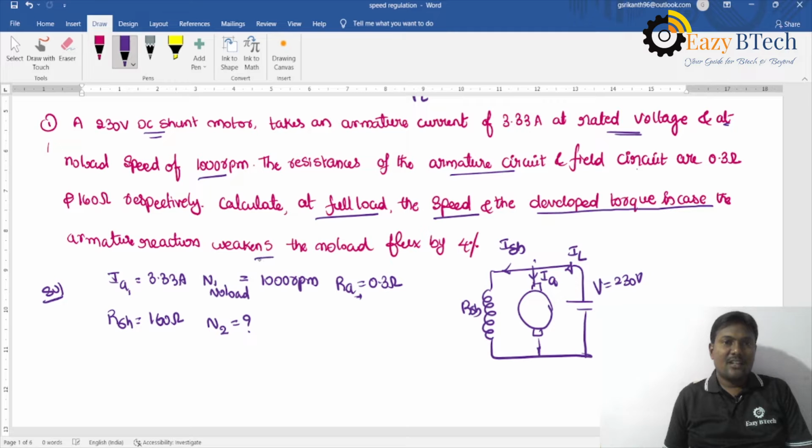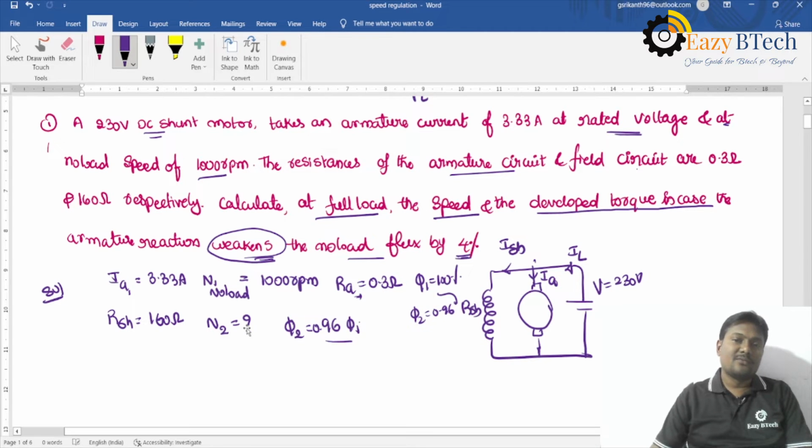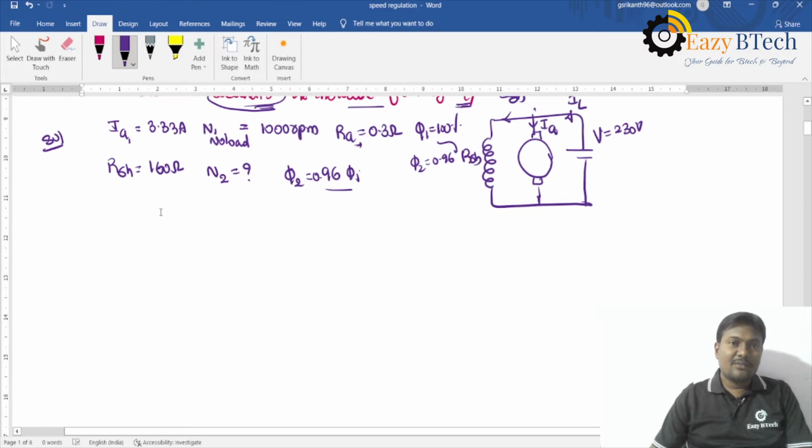In the case where armature reaction weakens the no load flux by 4%, phi2 is equal to 0.96 times phi1. Suppose phi1 is 100%, it is weakened by 4%. So what is the new value of flux? The new value of flux is 0.96 times phi1, that is 96% of phi1.